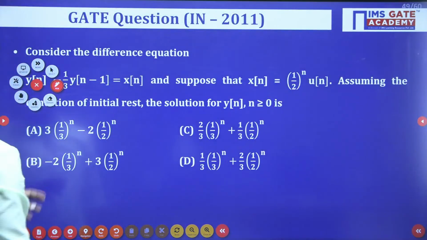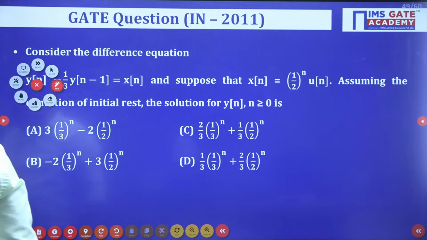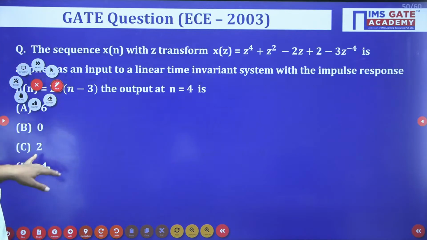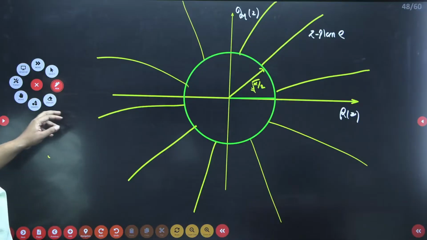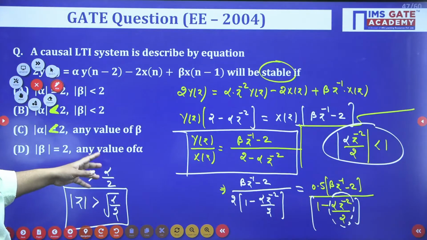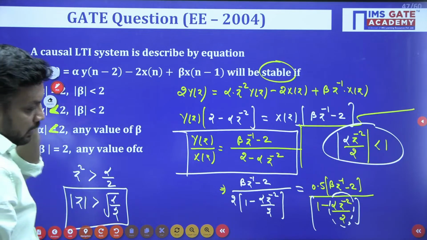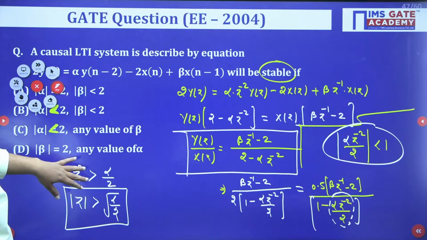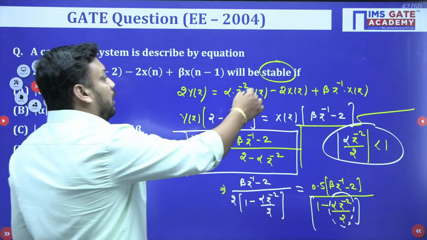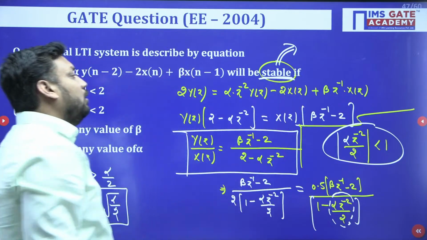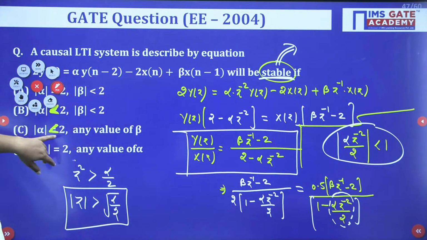Do you know, guys, if your ROC is outside, then you have to cover what? You have to complete the unity circle. The ROC must include the unity circle to make the system stable.